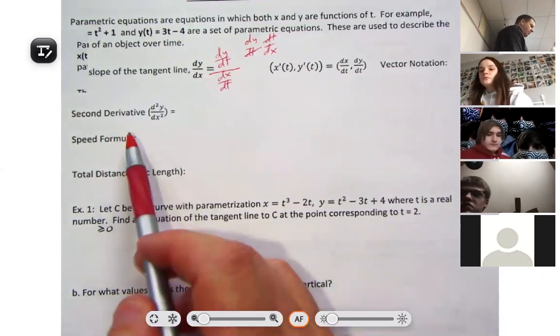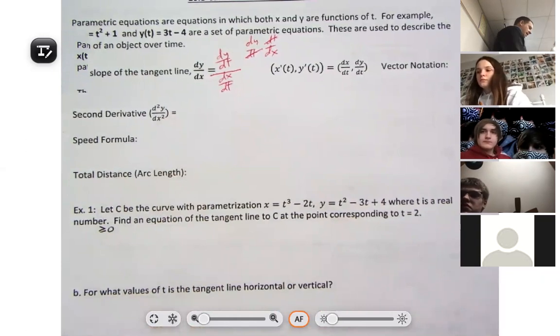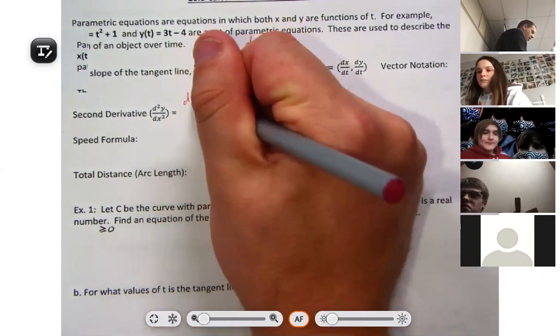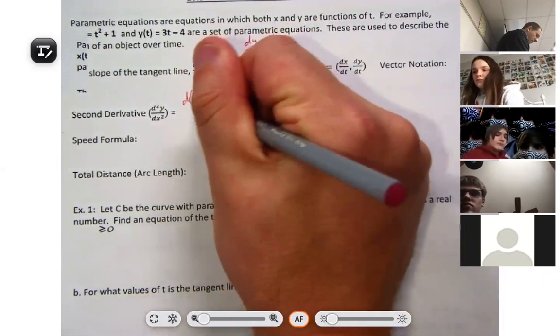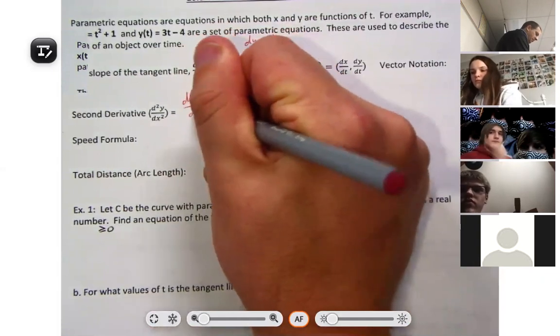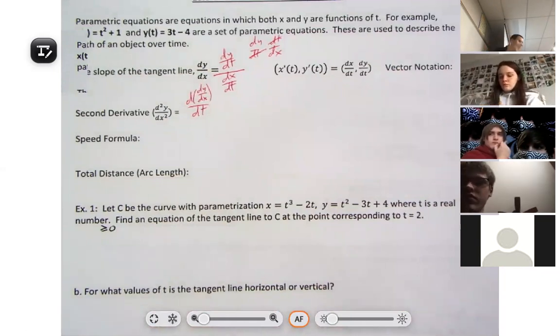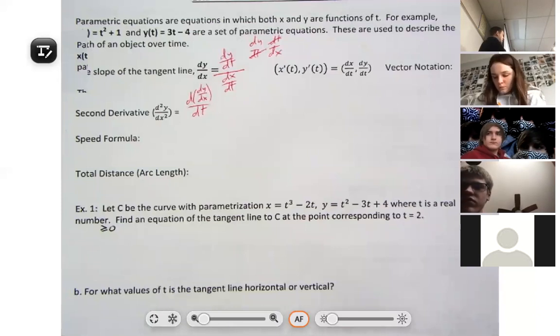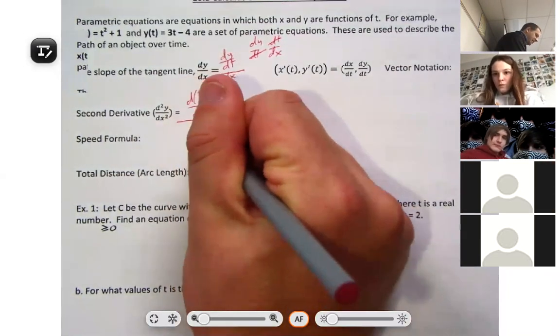The next one, the second derivative. So here's the second derivative equation. It's the derivative of dy/dx with respect to t. So you have to find the first derivative. Then you find the derivative of that. And that's when a lot of students stop. Like you'll have dy/dx equals blank, and you find its derivative, and you think you're done. But the tricky part of this one, you then have to divide that by dx/dt.